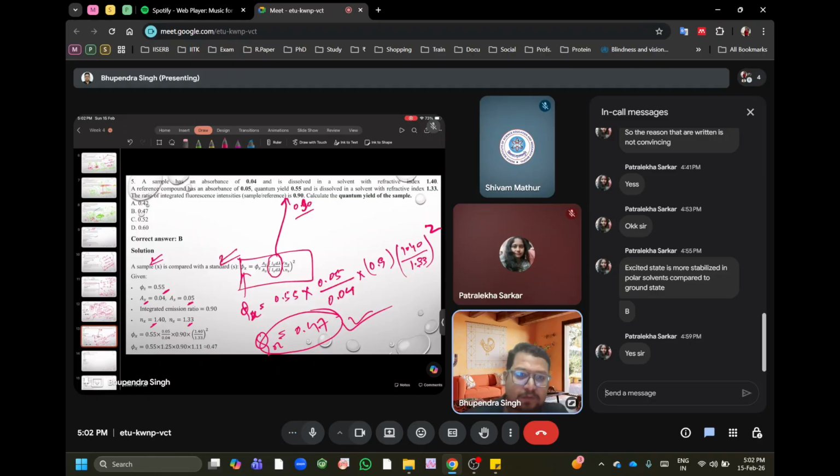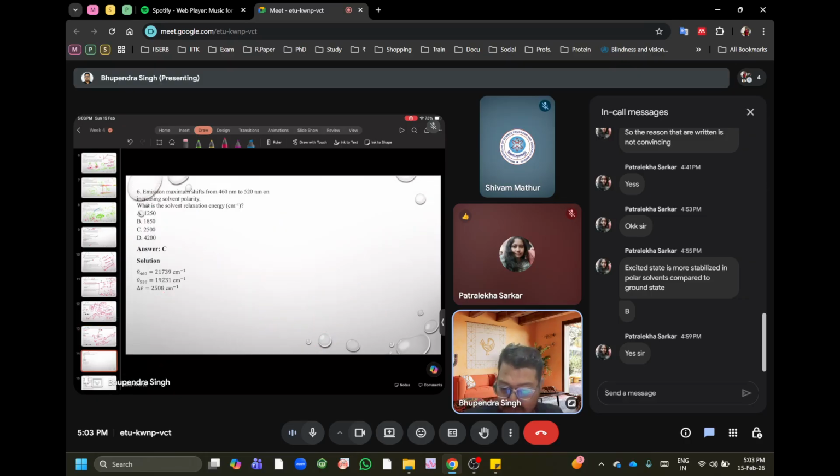This is just formula based. It is as easy as it could be. Fine. So the answer would be 0.47, option B. Is it okay? Okay. So can I move to the next question? Okay. Moving on to the next question.